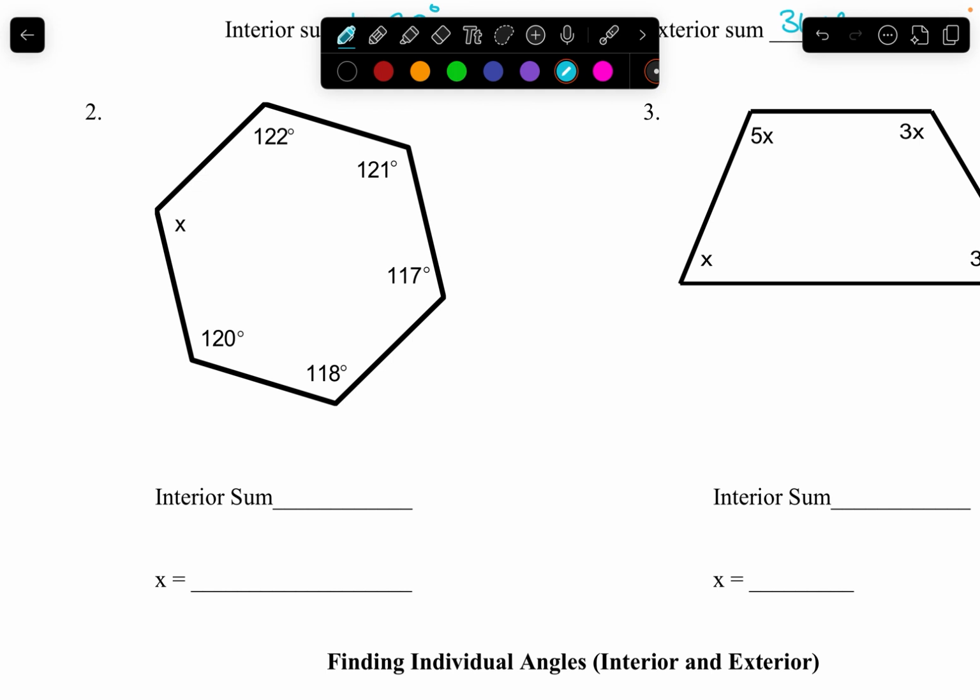Let's look down here at example number 2. This is a 1, 2, 3, 4, this is a hexagon. So what I need to do first is figure out the total sum of all of the angles inside of a hexagon. That's going to give me 720 degrees. What I'm going to do now is add up each of these angles and then subtract that number from 720 to get my missing angle over here. So all the angles plus x will equal 720.